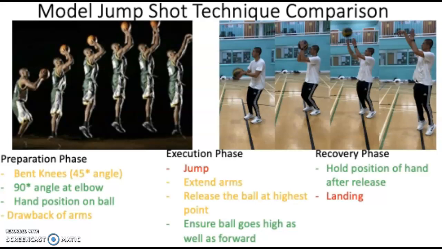In comparison to the model, my performer's preparation phase could be improved because they do not bend their knees quite enough. The perfect model suggests a 45-degree angle. The performer has achieved this angle, but just a bit later than they possibly should have, because based on the perfect model this could mean that it would be harder for the performer to generate enough power in the shot.